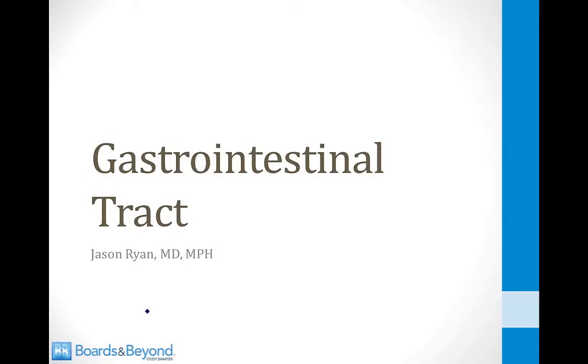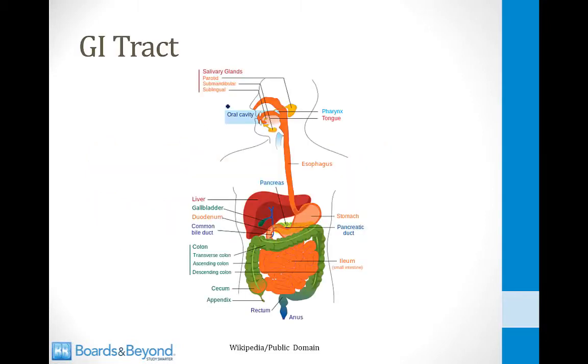Module on the gastrointestinal tract. The gastrointestinal tract begins in the oral cavity and goes all the way to the anus. It's the conduit through which our food passes and nutrients are absorbed by the body.